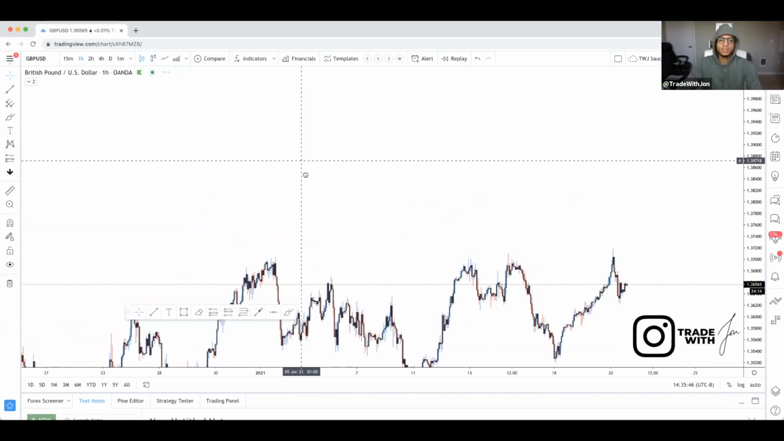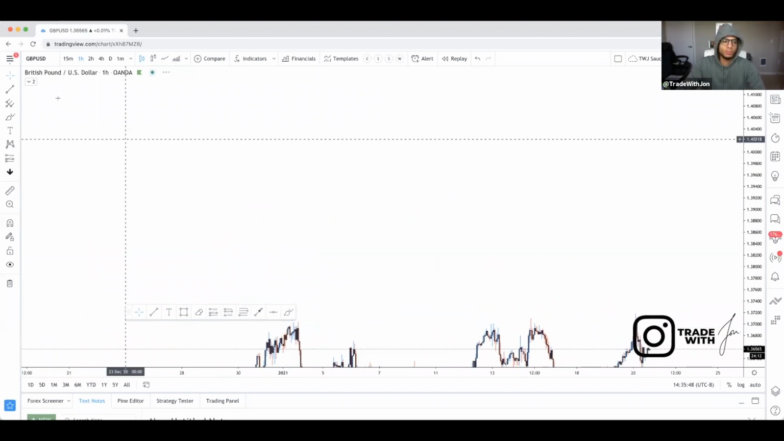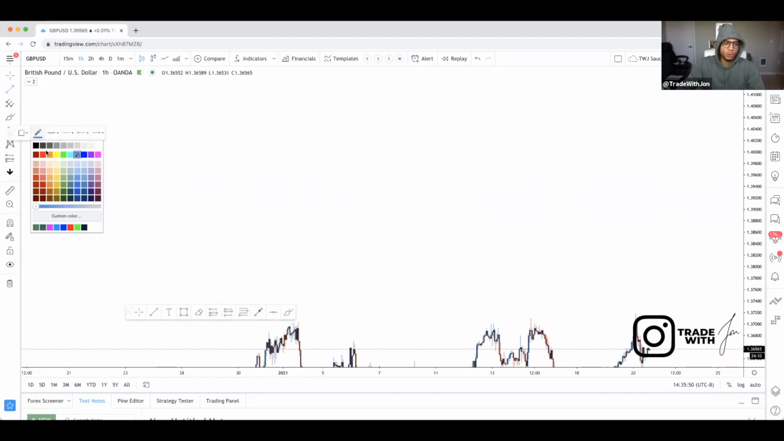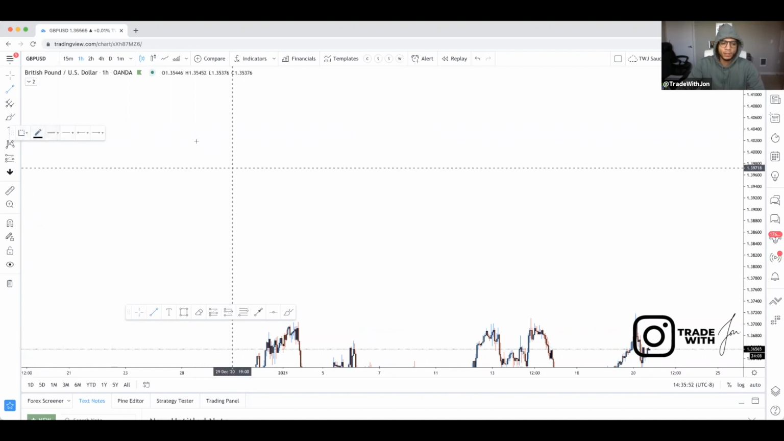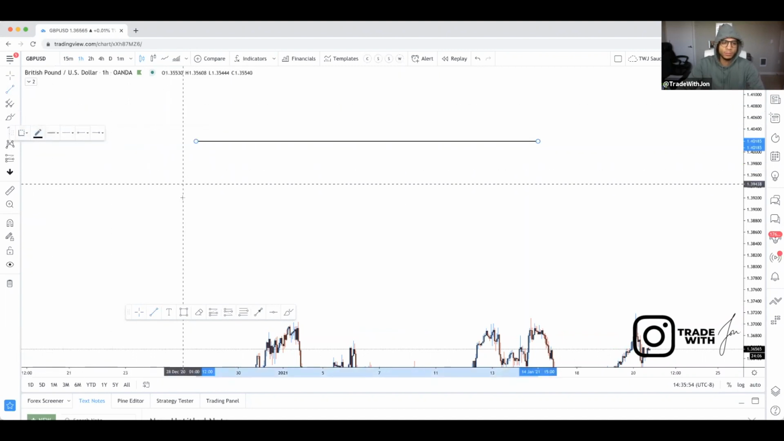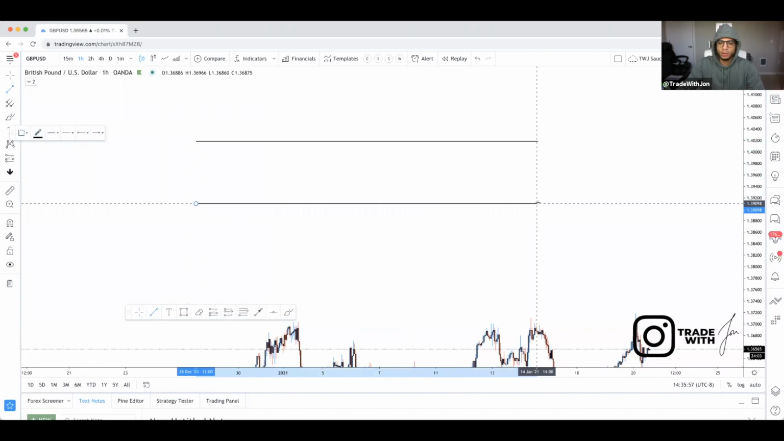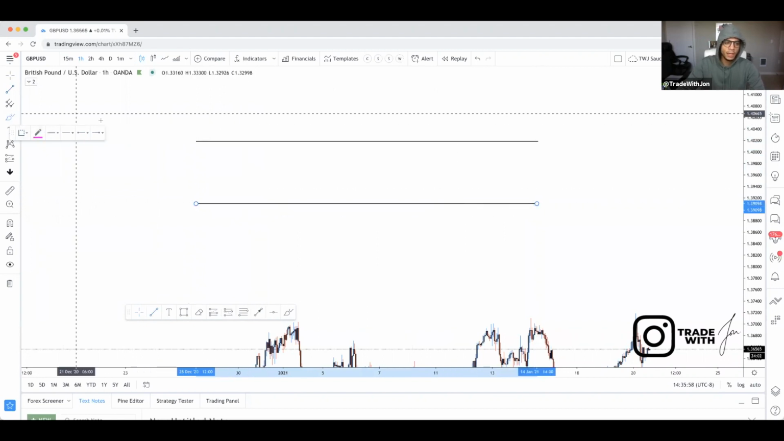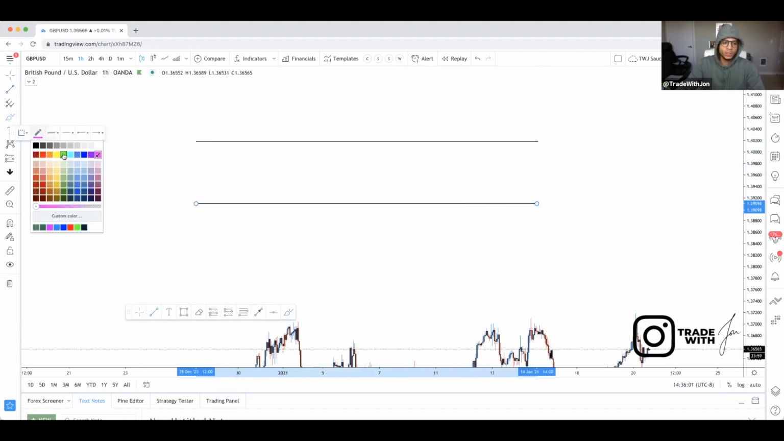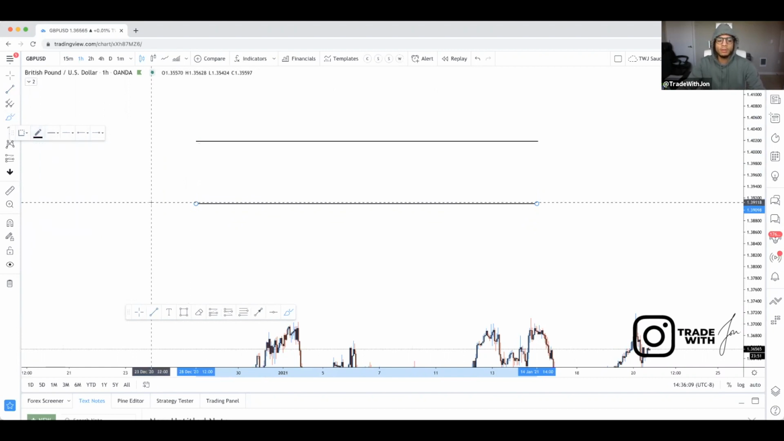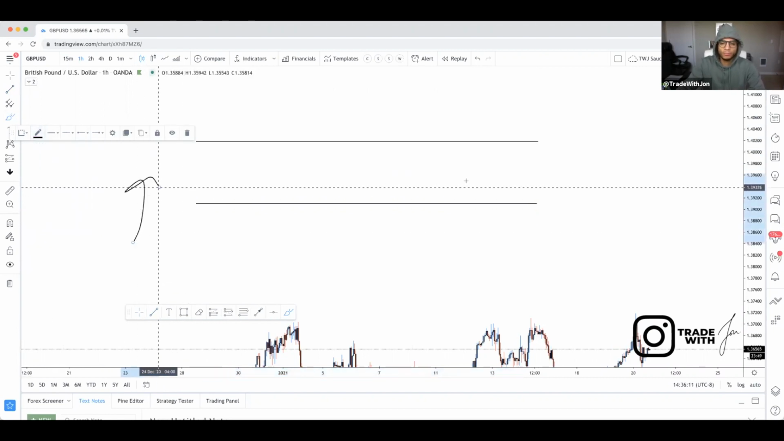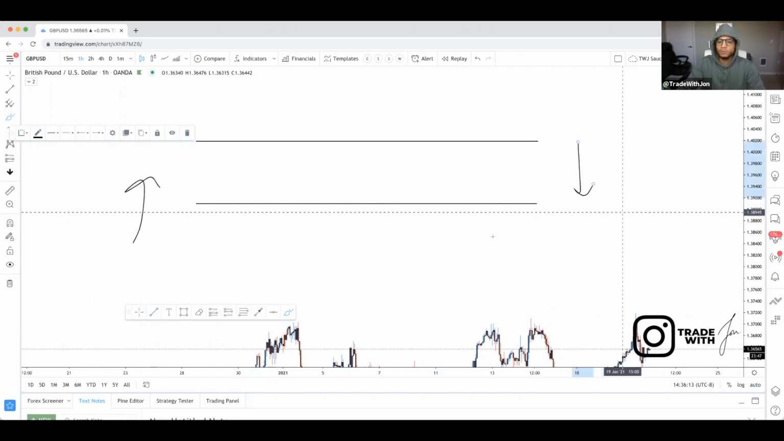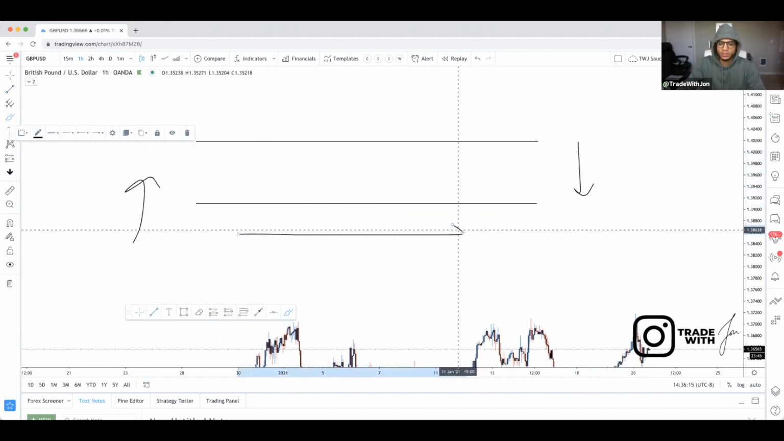So with that being said, support and resistance are like the building blocks of trading, right? So what I'm gonna do real fast, guys, is just make two lines so you guys can fully understand what I'm talking about right here. At the end of the day, the foreign exchange market or any market does two movements. I mean, realistically, it does three, but we're gonna talk about two right now. It goes up and it goes down. The other movement is also sideways, which is consolidation.